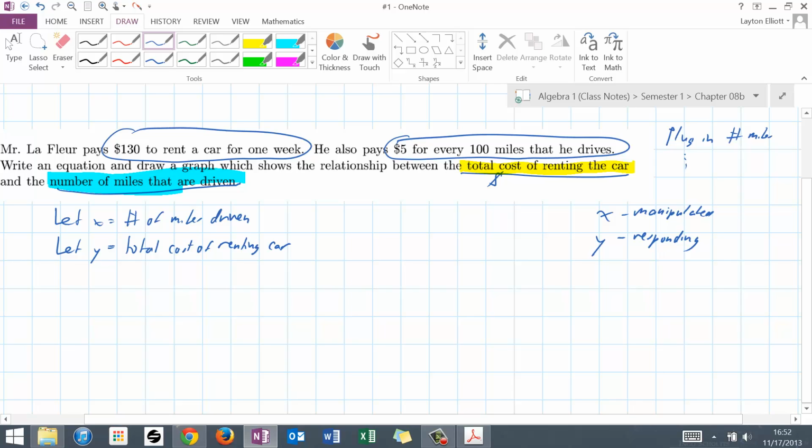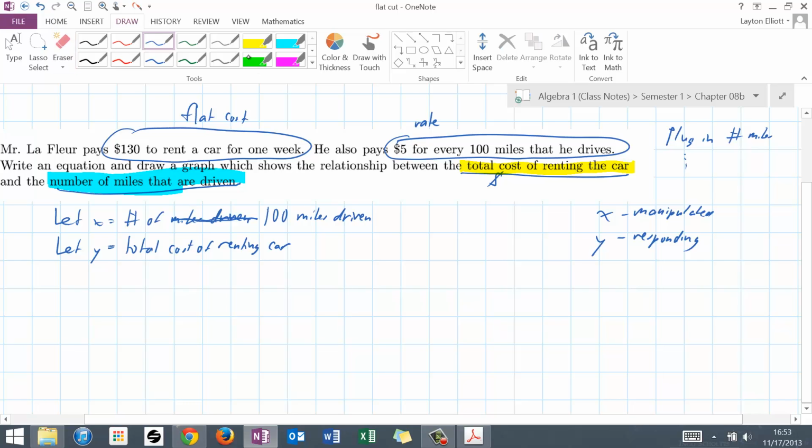So it's $130 to rent a car for 1 week. That right there is kind of like a flat cost. And the $5 for every 100 miles that are driven, that's a rate. So when I say number of miles driven, I actually want to modify that. I'm going to put a single line through that. I'm going to say number of 100 miles driven, because the rate that's given is in terms of 100 miles, and this will actually be an easier equation if I do that.